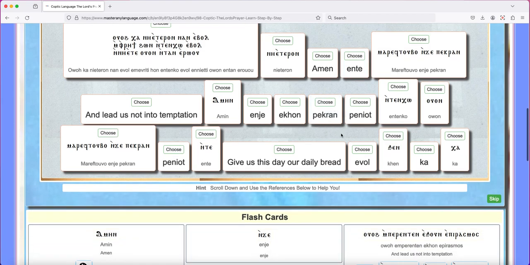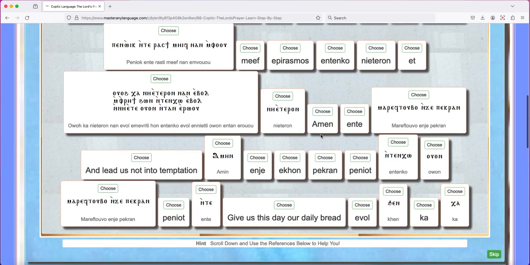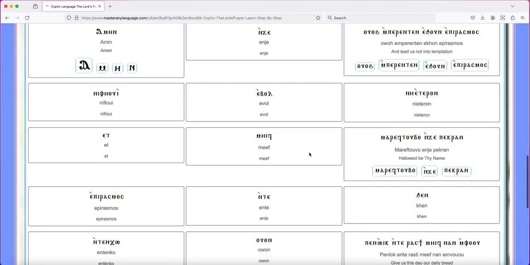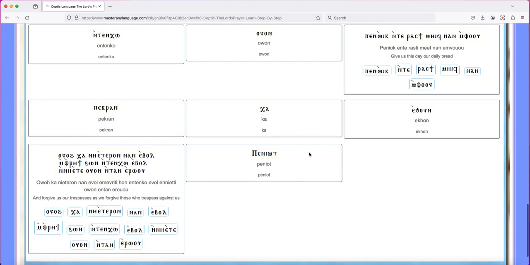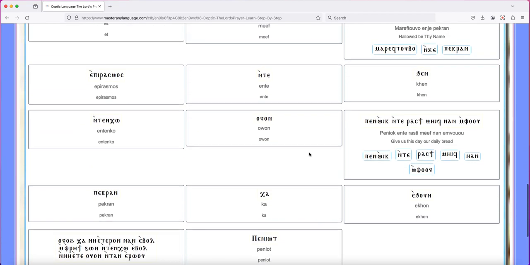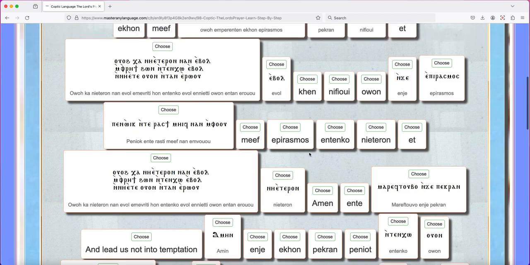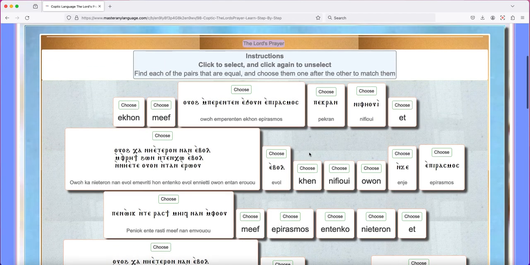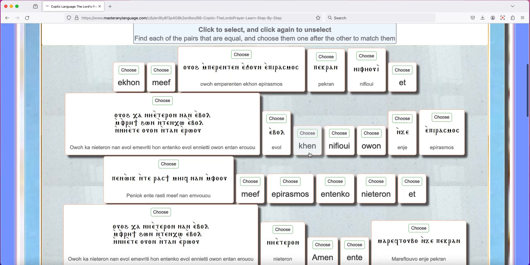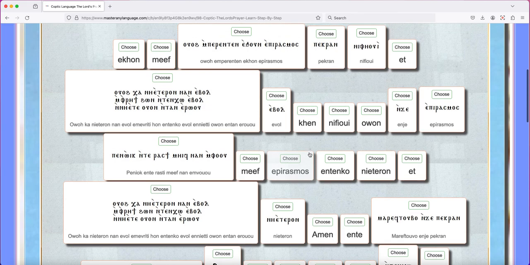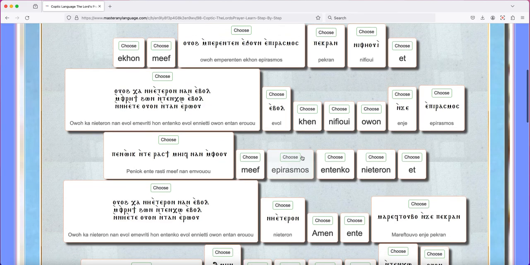Okay, so here it says one-to-one matching. We'll do that, and beneath there we have the flashcards, which could help us to know a little bit more about what we're looking at, but I'm going to go without using the flashcards. Depending on who you are, you may have familiarity with this already. I do have some familiarity, and I've been around this for a while. So, but we're going to go through it together and just match the best we can.